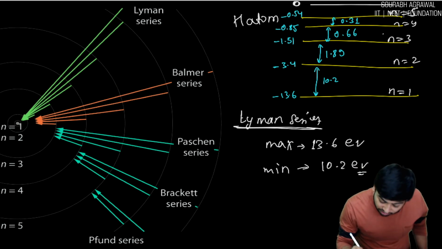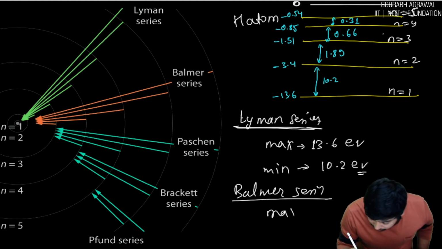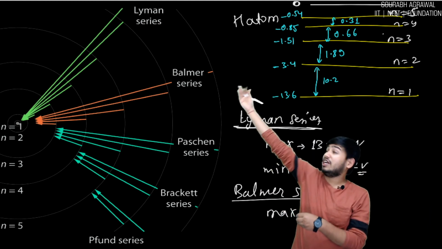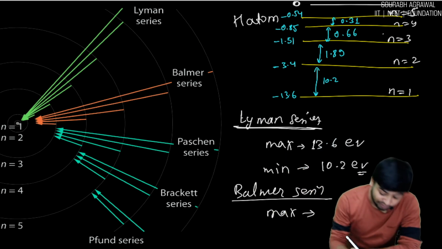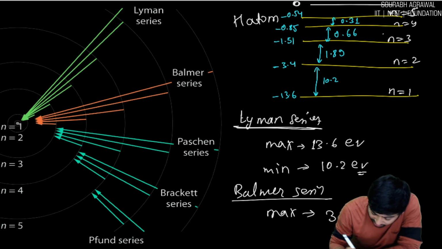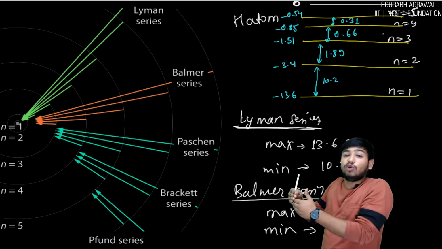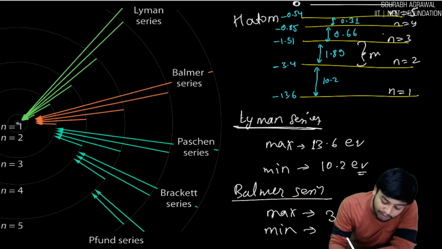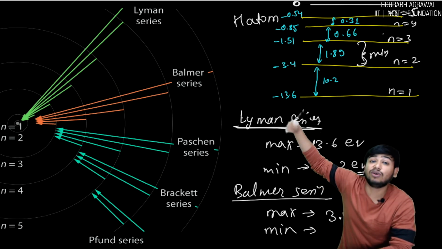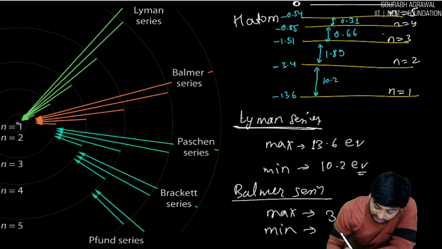Okay, now if you see for the Balmer series, the maximum is when it goes from infinity to second, from infinity to second. So how much will it be? 3.4 eV. What is the minimum? When the electron jumps from n equal to 3 to n equal to 2, this one will be minimum, and all the others are larger: 1.89 plus 0.66 plus 0.31, so it keeps adding. So the minimum is this 1.89 eV.